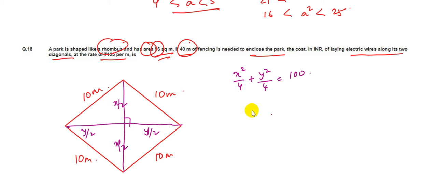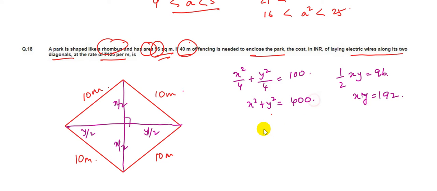Now we know that the area of a rhombus is half into product of the diagonals. So half into xy is 96. That means xy is 192 and x square plus y square is 400. So (x plus y) whole square will be x square plus y square plus 2xy. That would be 400 plus 384, which is 784.